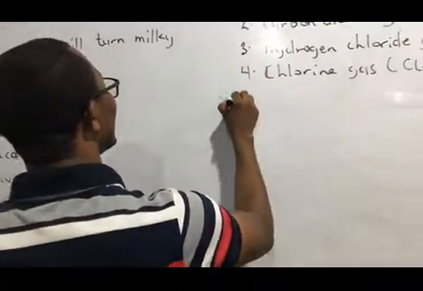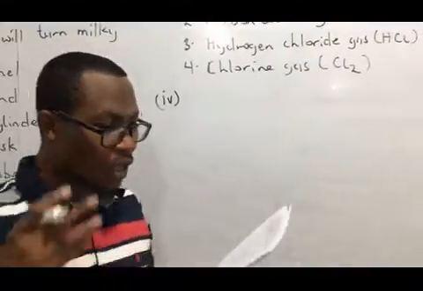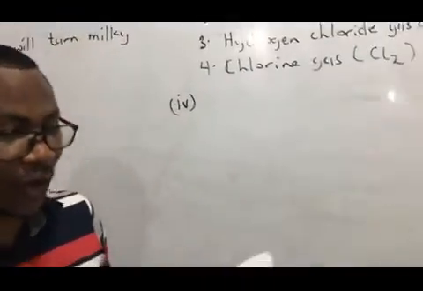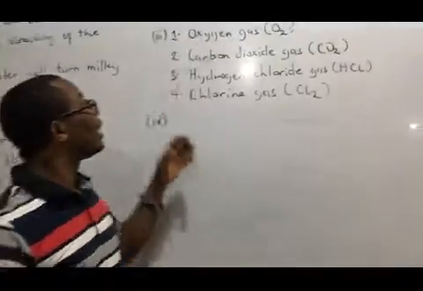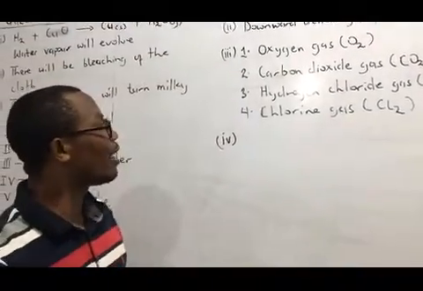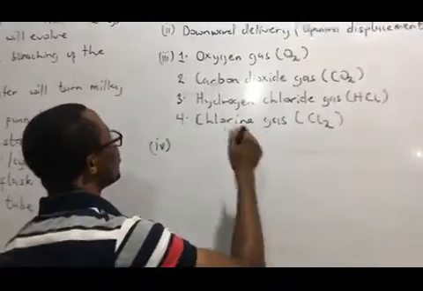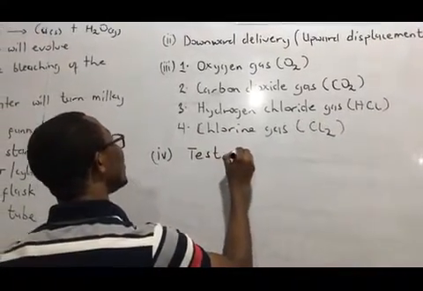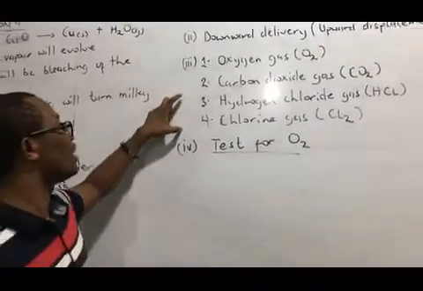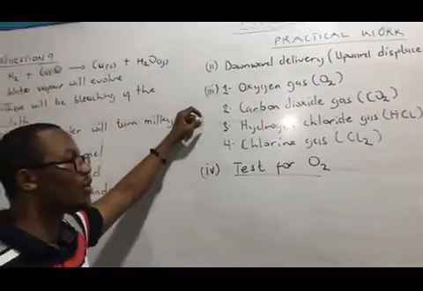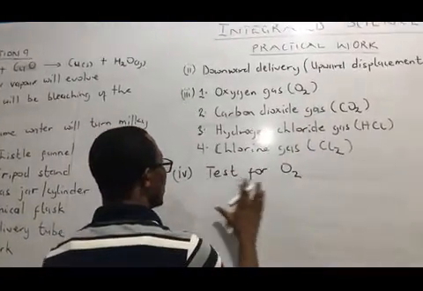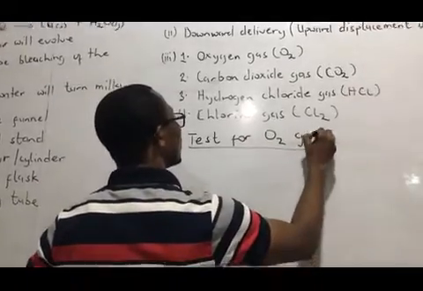And the IV is saying, how can the presence of each of the gases named in II be tested for in the laboratory? So for the test for each of these gases, I've given you the information. It is on the WhatsApp page. So I'm just going to talk about the first two. I've listed four. It means that for the two that you list, you should know how to test for them because of the IV. So how do you test for O2?